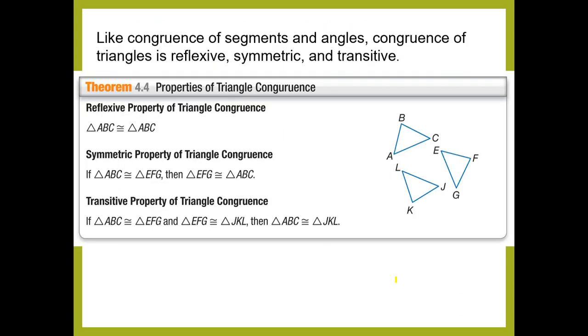So this is just some reminders about what reflexive property, symmetric property, and transitive property are. These are things that we covered in topic 2, so if you want to hear about those in more detail, you can go back to the videos over topic 2.